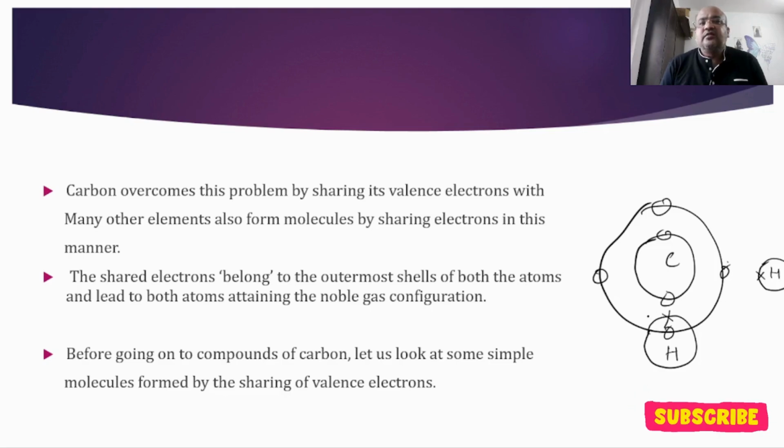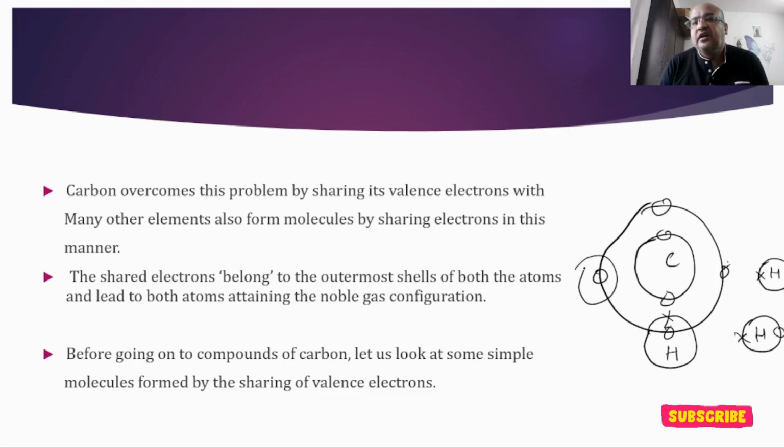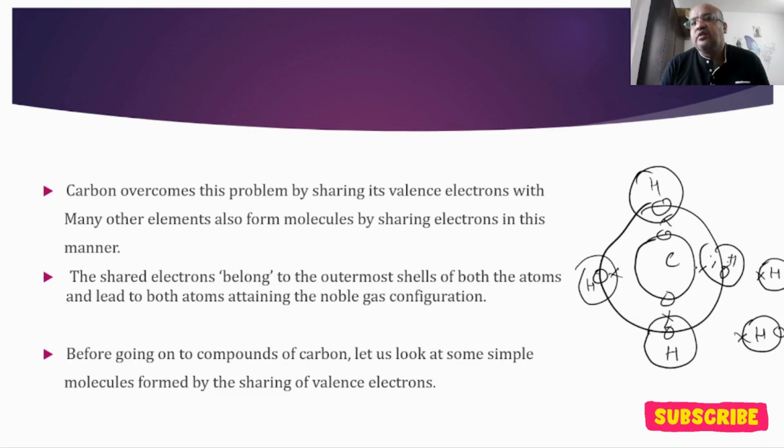The shared electron belongs to the outermost shell of both the atoms. Here you see hydrogen's outermost shell and carbon's outermost shell, and this leads to both atoms attaining the noble gas configuration. If hydrogen achieves one more electron like this, it will achieve a noble gas configuration. And if carbon now makes a bond with hydrogen, then carbon also fulfills the noble gas configuration.